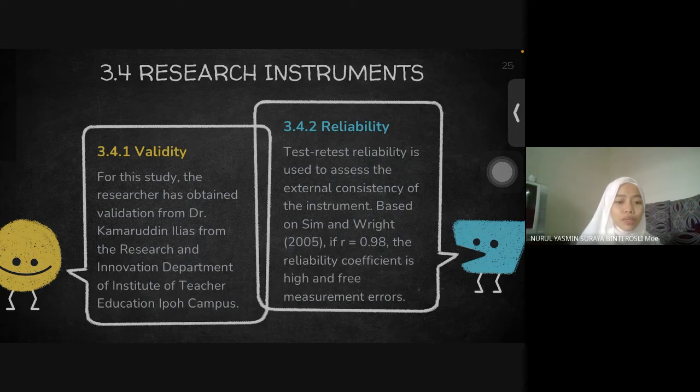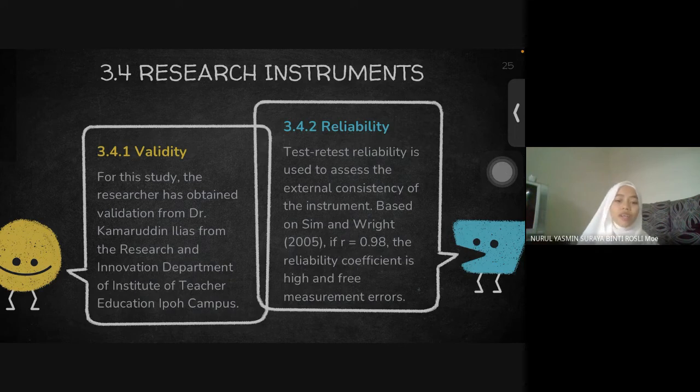And it was given to be validated by an expert who has extensive knowledge in the field and experience in conducting researches. And in terms of the reliability, the test reliability is used to assess the external consistency, repeatability, trustworthiness, and precision of the instrument.